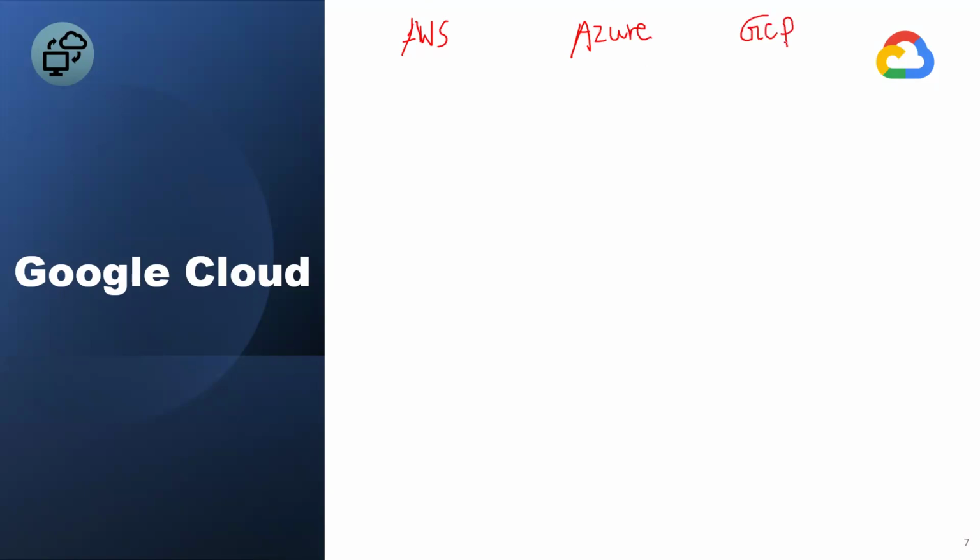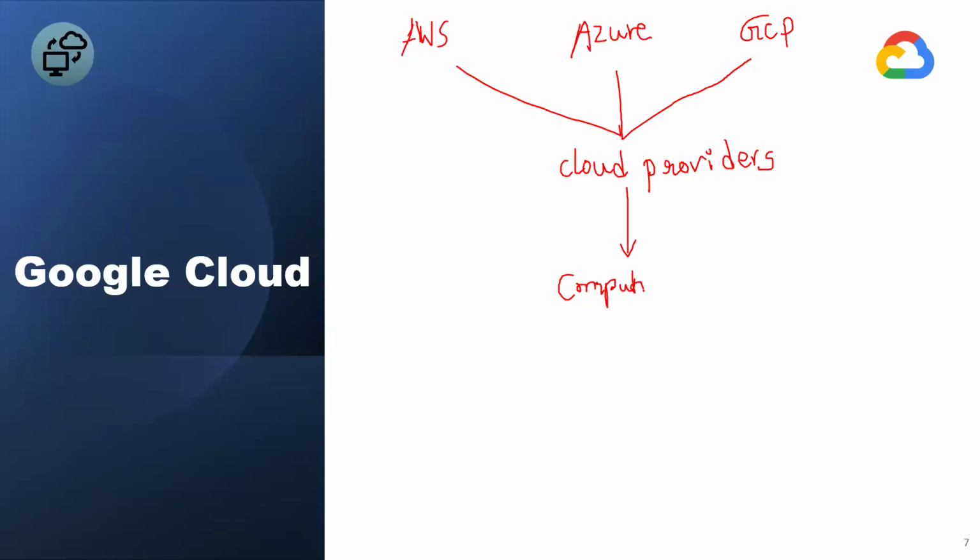AWS, Azure, and GCP. What are these? All these are the leading cloud providers. What do they do? They provide you the cloud computing services. So what is the benefit of these cloud computing services?